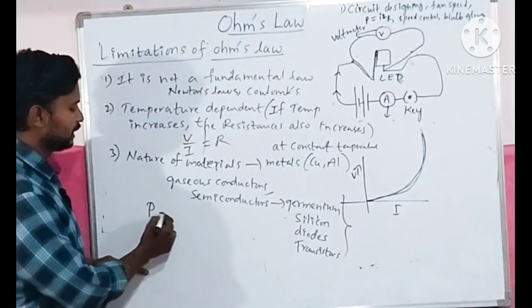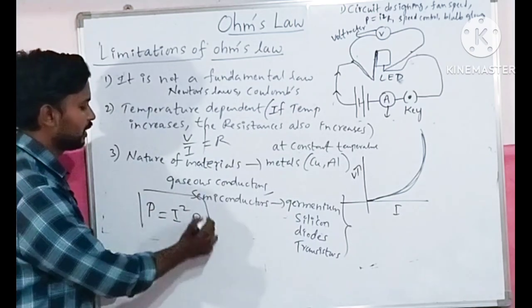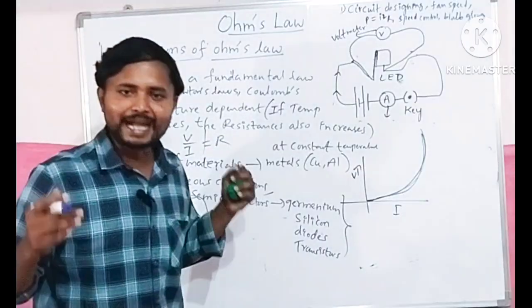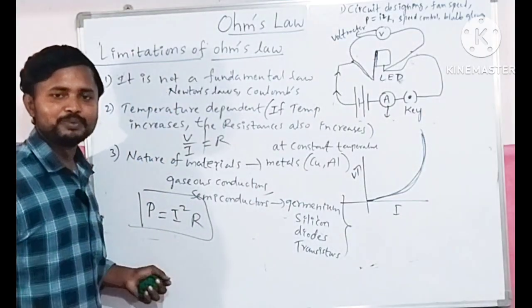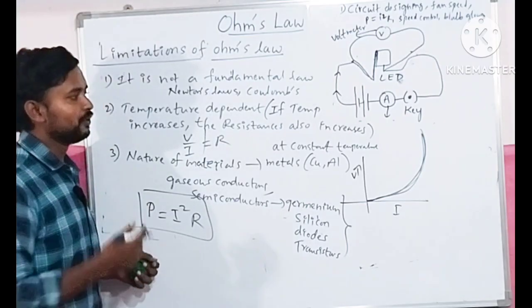Power formula we know is I squared R. By using Ohm's law, we can calculate how much power is consumed in our home per month. That is the use of Ohm's law.